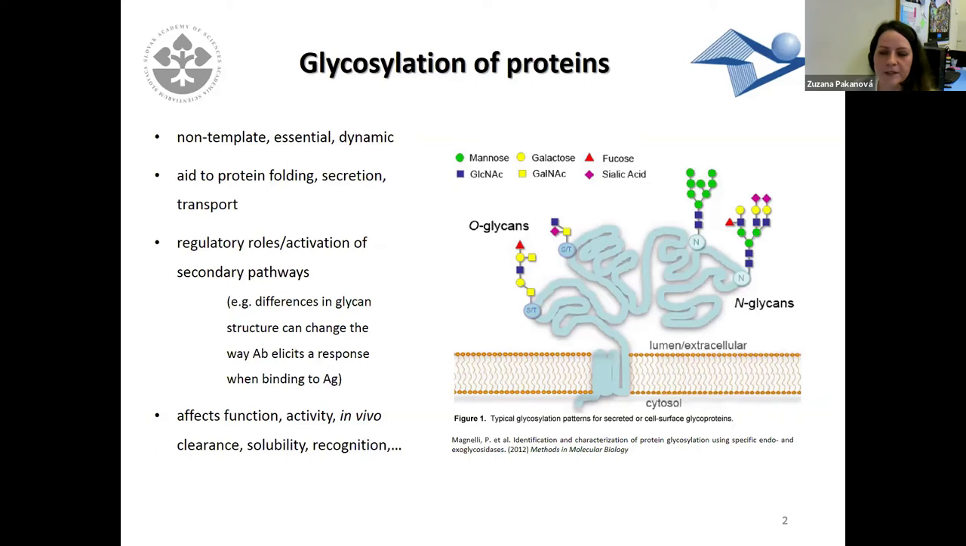For example, differences in glycan structures can change the way an antibody elicits a response when it's binding to the antigen. And glycosylation also affects, as I already told you, the function of proteins, their activity, clearance, solubility, recognition, and some other features. There are two main glycosylation patterns that we can observe in proteins. The first one is O-glycosylation, when the glycan is attached to serine or threonine. The second one is N-glycosylation, when the glycans are attached to asparagine in proteins.